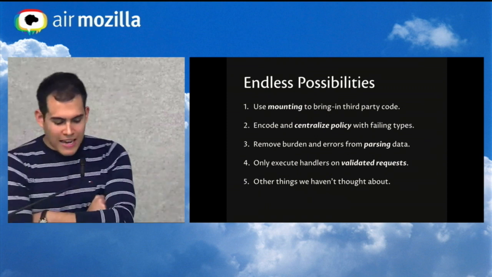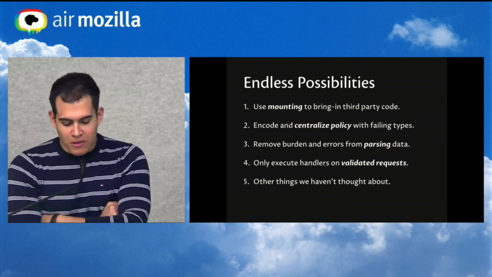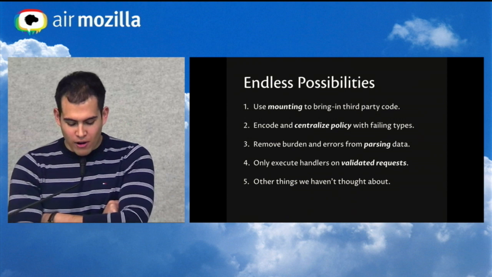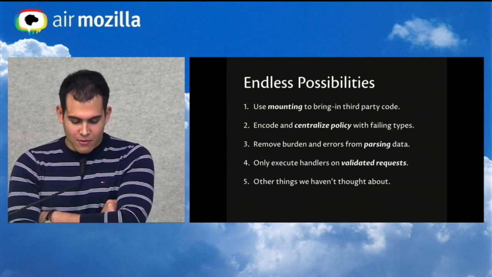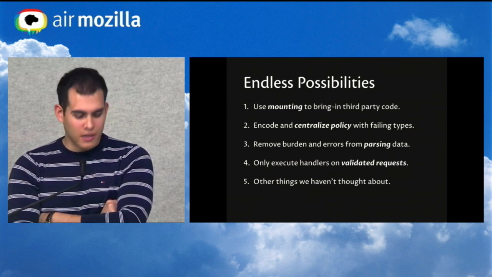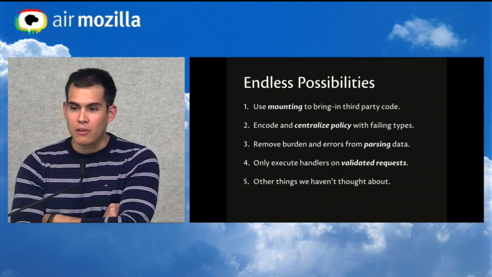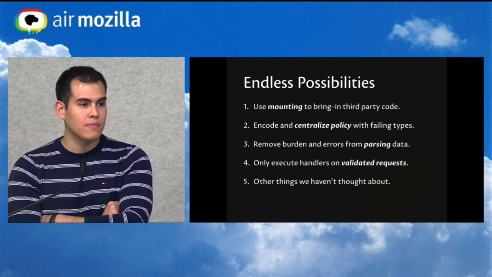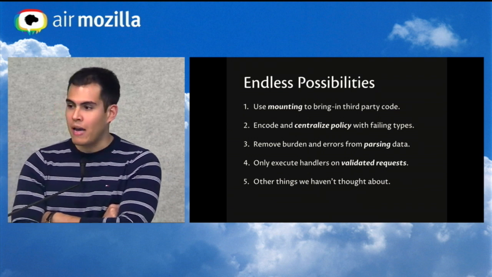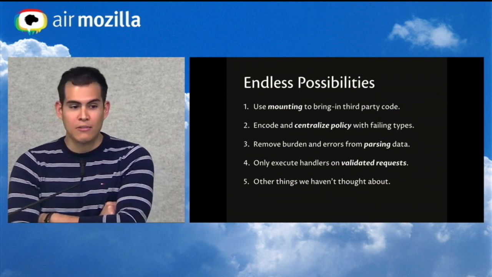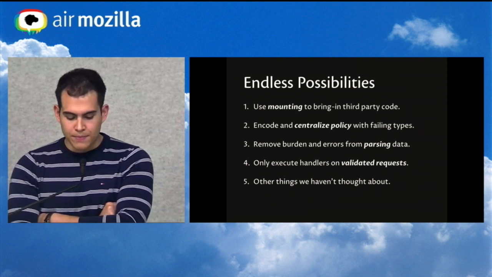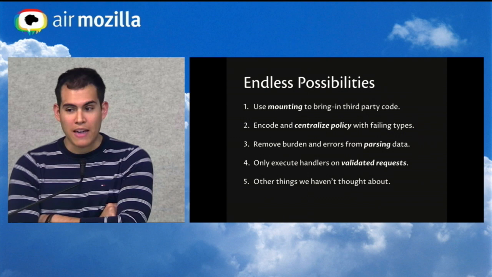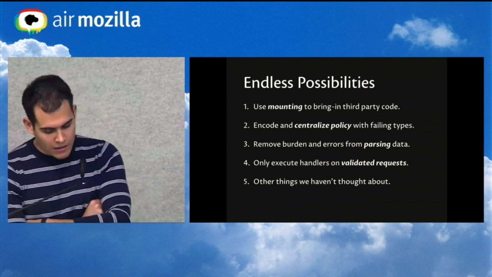Okay, so I'm going to say endless possibilities because I don't know what you can do, but these are 4 and then 1 that says I don't know what you can do. So one cool thing you can do with Rocket is you can mount some third-party code. Someone else could implement some routes, like OAuth, and then you can just mount it, bring it into your namespace, and now you have routes in your application that you didn't write. And it just happens for free. And they can also get your managed state if you let them, which is kind of neat.